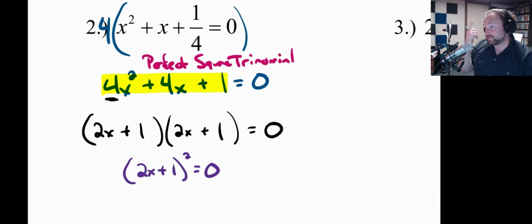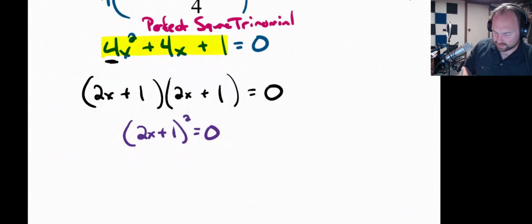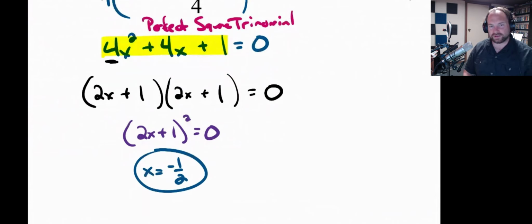So what this means is there actually is only one zero. If you were to graph this, it's going to just touch the x-axis and then bounce off it. But we're not talking about that in this video, so I'm going to move ahead with the answer. So 2x plus 1 is 0, and that means that x has to be equal to negative 1/2. That is the only value of x that works for this particular problem. There's only one answer as opposed to 2 because it's the same thing twice.